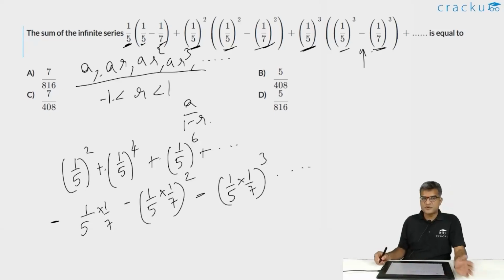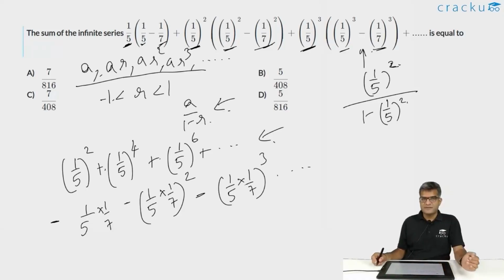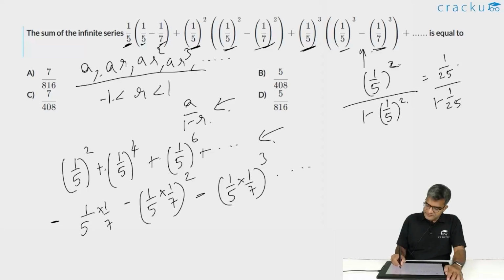This also is a geometric progression. The first term is 1/5 into 1/7 and the common ratio also is 1/5 into 1/7. If you are calculating the sum of the first geometric progression, it is 1/5 square, which is the first term, divided by 1 minus 1/5 square, which is also the common ratio. Because the sum of the geometric progression is the first term divided by 1 minus the common ratio. So this is basically 1/25 divided by 1 minus 1/25, which is equal to 1/24. So this sum is equal to 1/24.